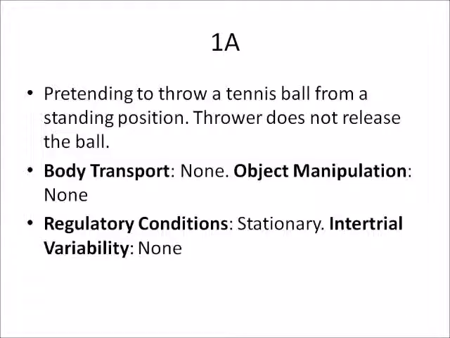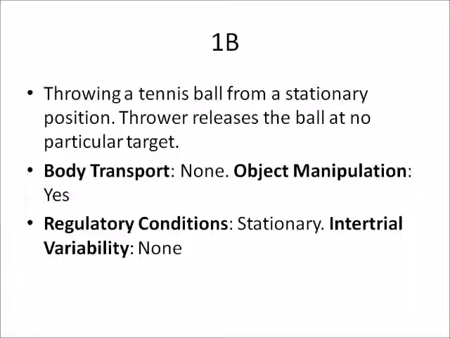In stage 1, the participant is instructed to throw a tennis ball from a standing position, but the thrower will not release the ball. Notice the feet are together with no emphasis on front arm movement at this stage. The participant is then asked to throw a tennis ball from a standing position. The thrower will release the ball at no particular target.